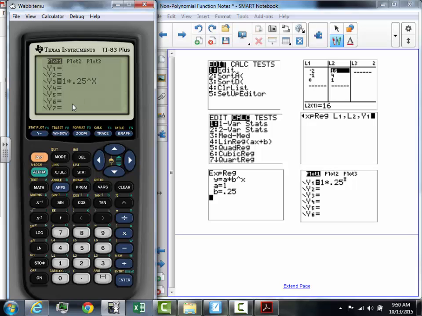And the equation I got has a 1 in front and a 0.25 to the x. If I then graph this thing, it should actually show the graph going through those points. Who didn't get that to work? Let me help troubleshoot. Okay.